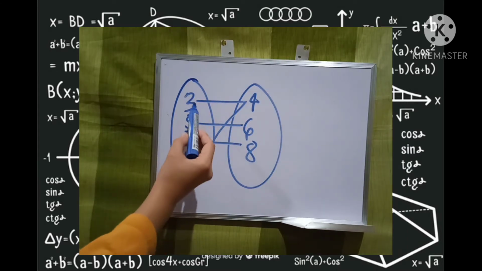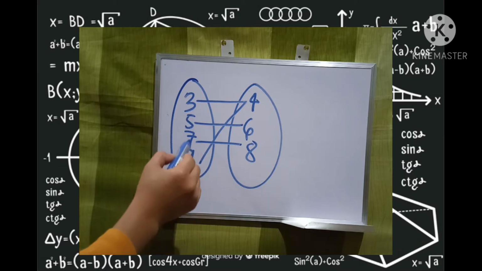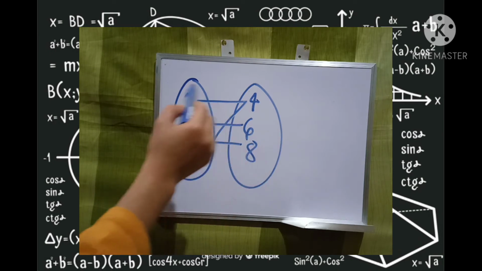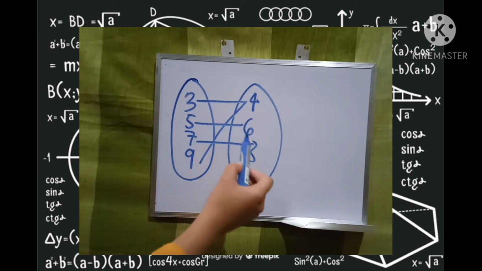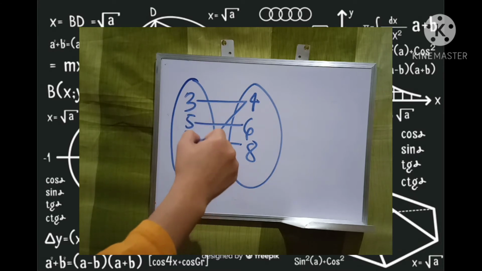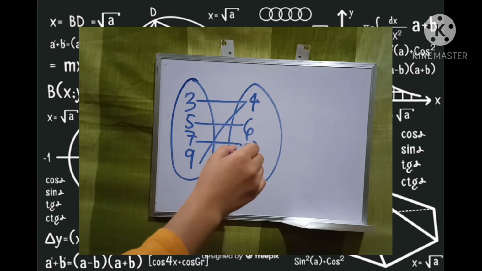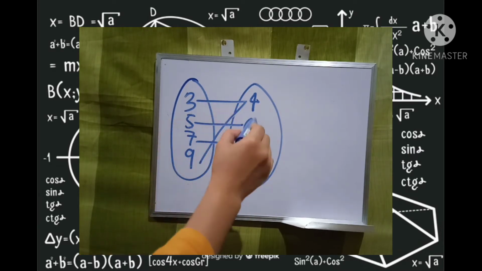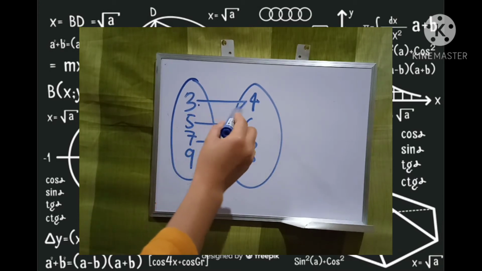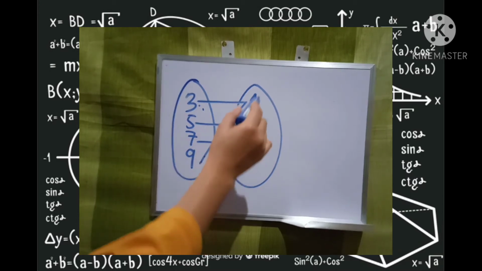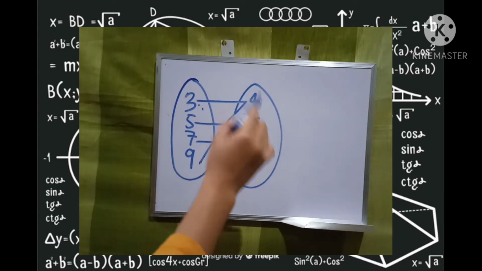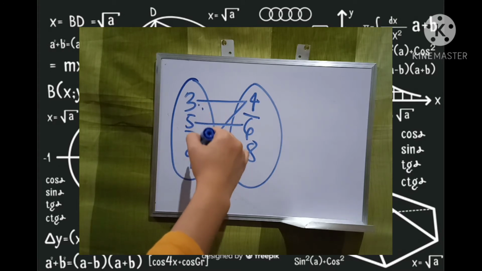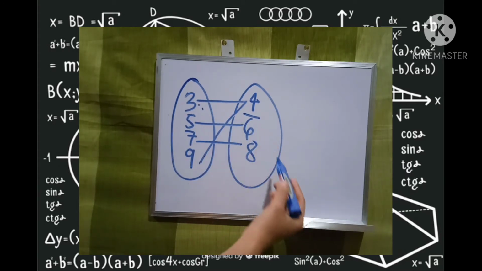Here, our domain is 3, 5, 7, and 9, and our range is 4, 6, and 8. So, this is a function. Why? Because our domain is related to only one value in the range. Even if two of our domain values have the same range value, it's okay. It is still a function, because at least the domain does not repeat. So, this is a function.